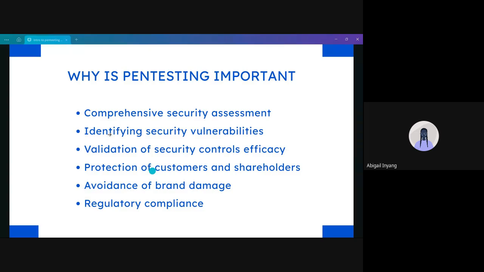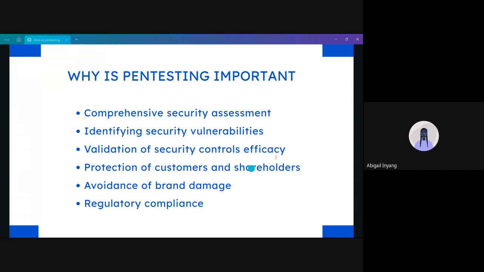So pen testing helps you to protect your customers. It helps you to protect your shareholders. Another thing is pen testing helps to avoid brand damage. Right now we have the T app. Their brand name is now damaged for how vulnerable they were, and how much information attackers were able to get from the app, from the database of the app. So it helps you as an organization to avoid brand damage.